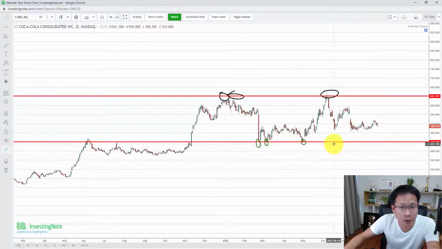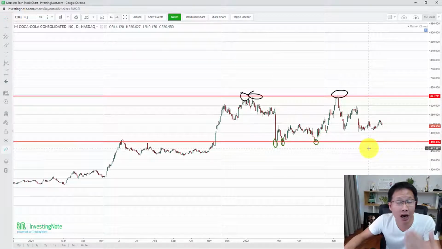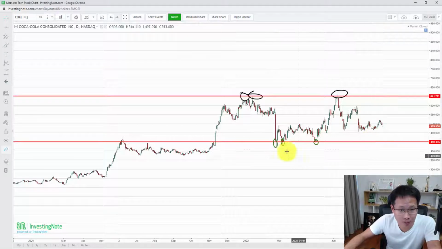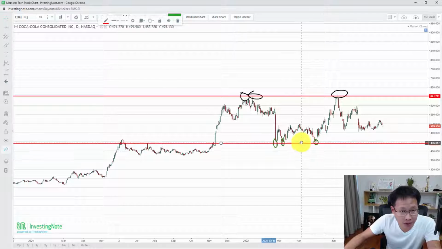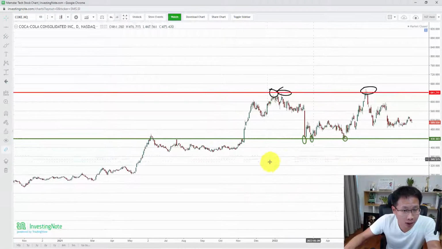So 440 would be a really good support for now, I would say. If it nears this level, I think there's a very, very high chance of it actually rebounding, because we saw a couple of bullish candles and it's been holding really well. And of course, let me just change this to green in color, right? And look at this right here.